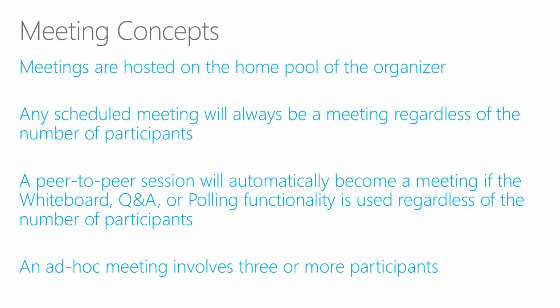A peer-to-peer session will automatically become a meeting if whiteboard, Q&A, or polling functionality is used regardless of the number of participants. And finally, an ad hoc meeting involves 3 or more participants. So in this scenario, imagine you have a peer-to-peer call between 2 colleagues. During the call, they escalate from audio to audio and video, and then they realize they need to add a 3rd colleague. By dragging in that 3rd colleague, they immediately escalate that peer-to-peer session to a meeting that's hosted on the home pool of the organizer.